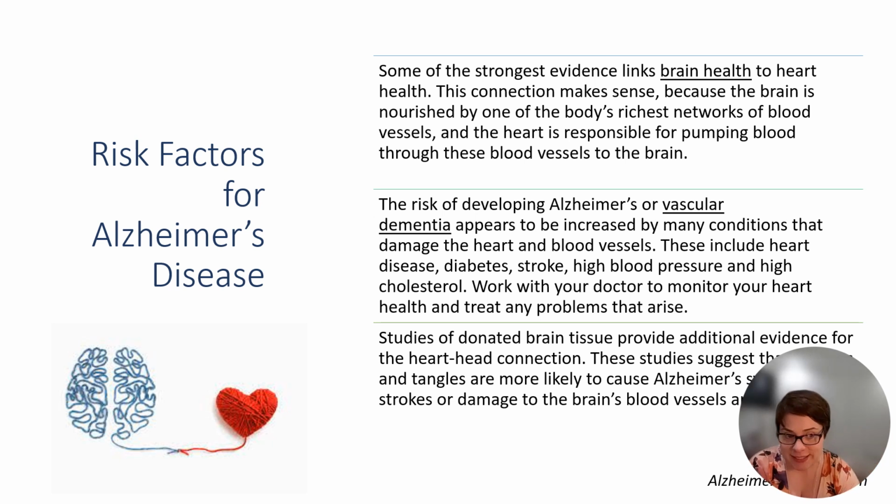And one of the really interesting forms of research that has been done is looking at donated brain tissue from people that have passed away from Alzheimer's disease. The connection in this case was very clear. The characteristic tangles that develop as a result of Alzheimer's disease are much more likely to occur in brains that have been damaged by stroke, for example. So having a stroke greatly increases your chance of developing either vascular dementia or Alzheimer's disease.